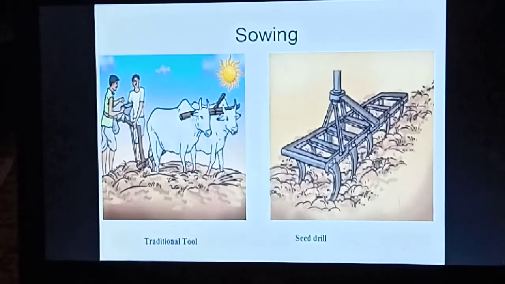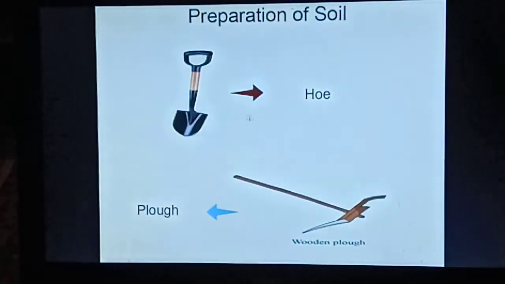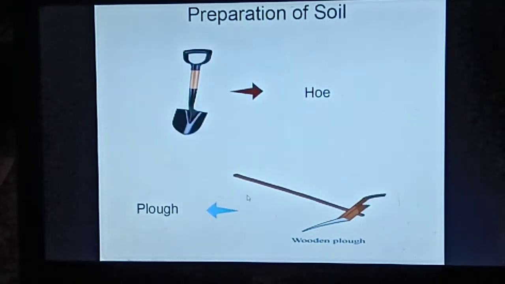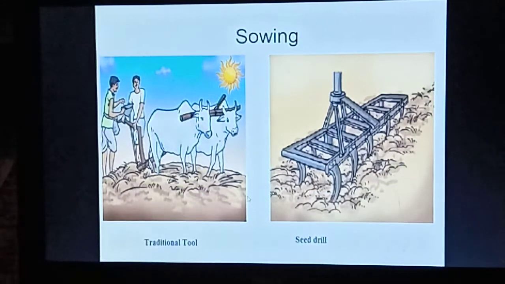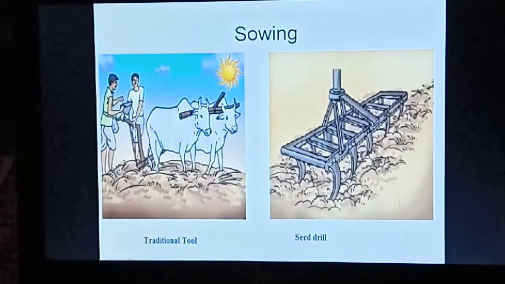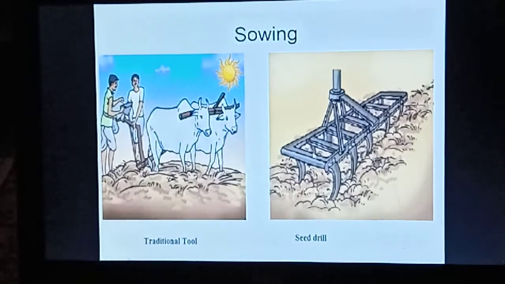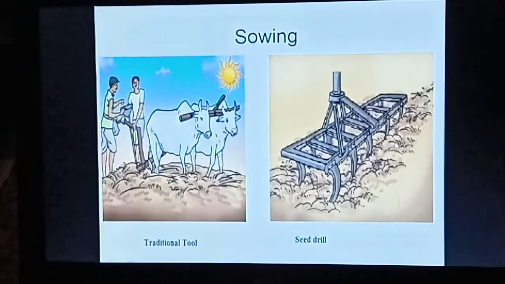Over here the seeds are put, and the bullocks move it across the whole field. This is also known as a seed drill. Over here some of the seeds are put, and from here it digs into the soil, and the seeds are put in through it. For this we have to use a tractor.